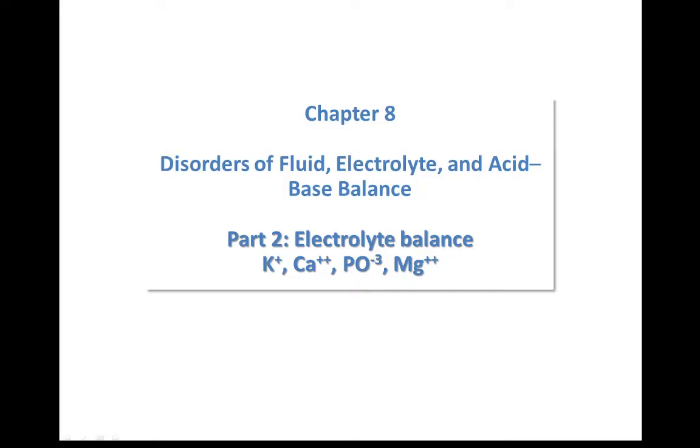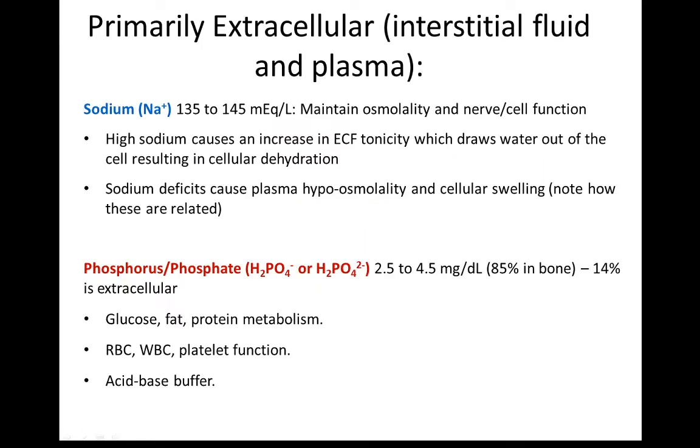In this video, we're going to talk about disorders of electrolytes. We're going to focus a lot on potassium. In part one, we established that sodium was the primary cation in the extracellular fluid, while chloride was the primary anion. Phosphorus is also an important electrolyte in the extracellular fluid.